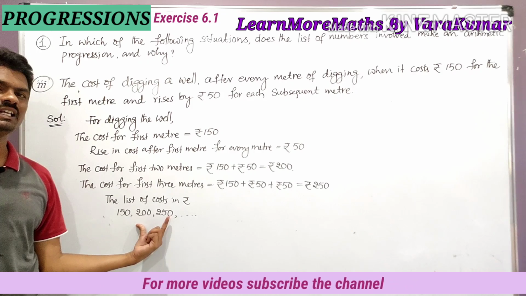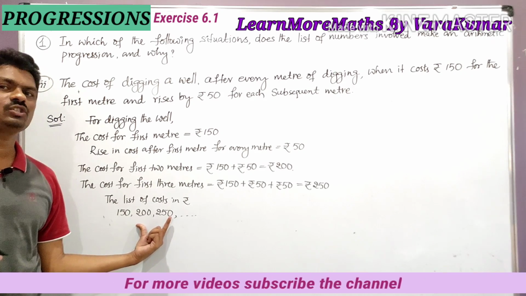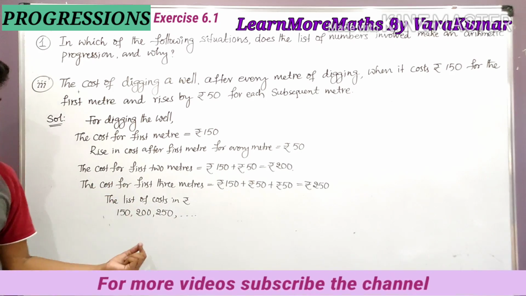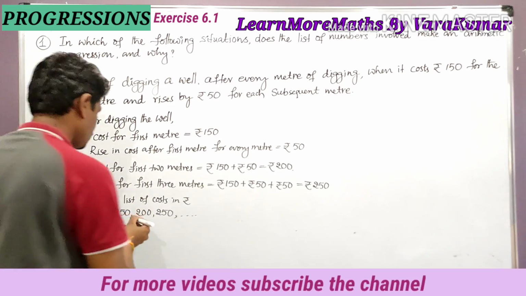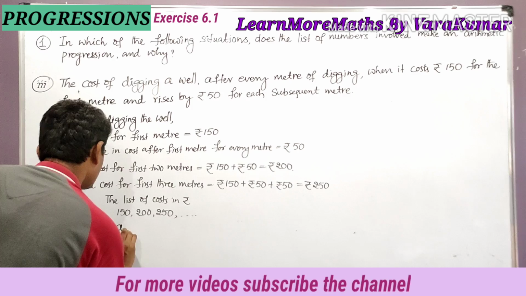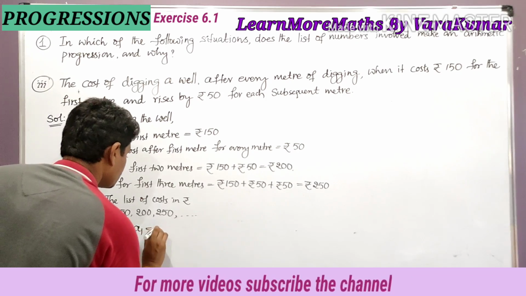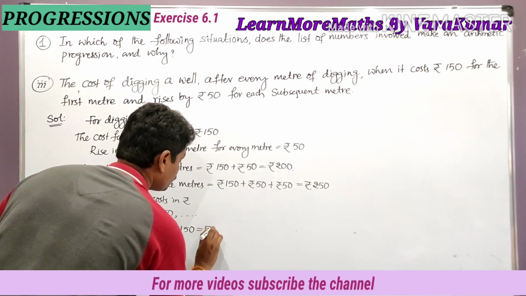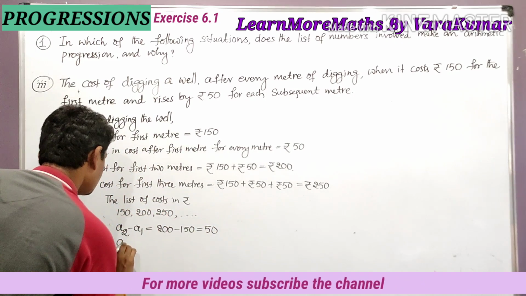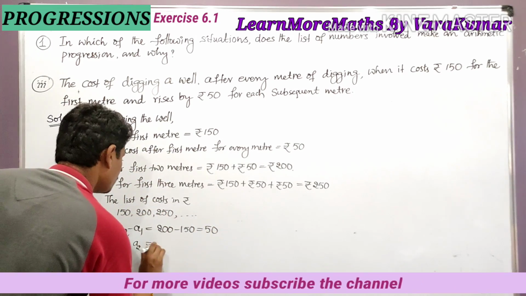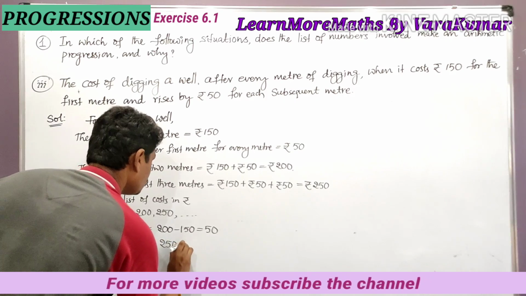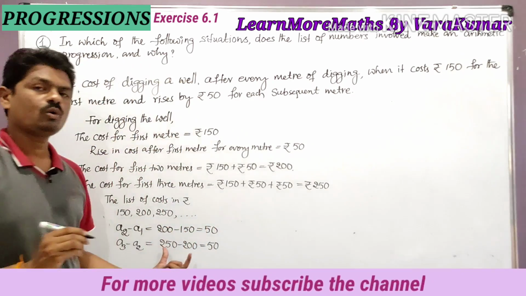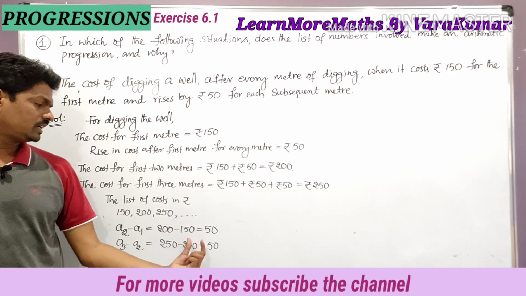Now we have to check whether the numbers involved in the given situation form an arithmetic progression or not. We check by finding the common difference. First, A2 minus A1 is equal to 200 minus 150, which is 50. In the same way, we find A3 minus A2. A3 is 250 and A2 is 200. 250 minus 200 is also 50, student. Now if you observe, the common difference is the same.